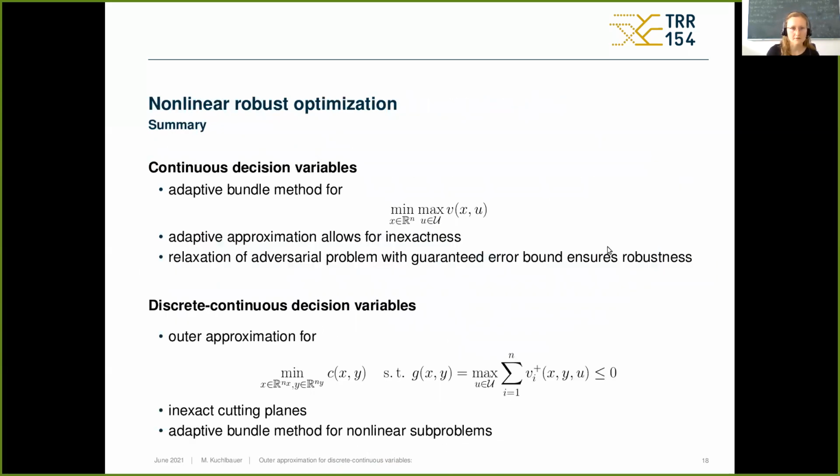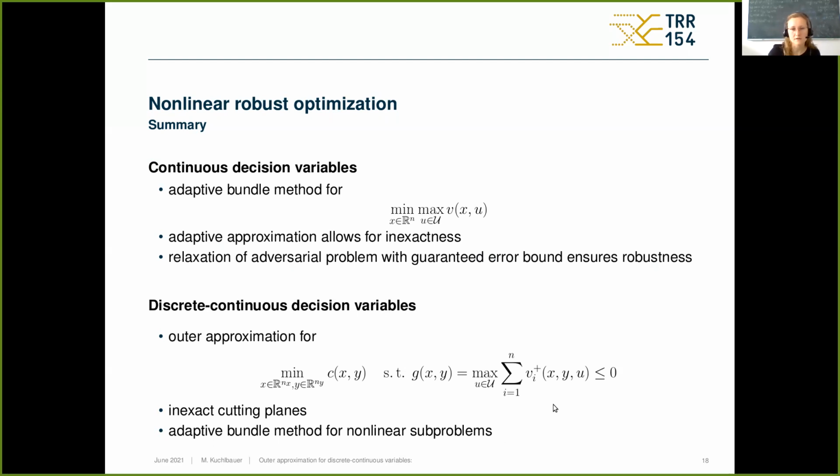So let's sum up what we have seen in this talk. We have seen how an adaptive bundle method was developed for the setting of nonlinear robust optimization in the presence of non-convexities, and how the difficulties were handled by an adaptive approximation of the optimal value function. And for the convex setting, we have seen that we can even include discrete decisions. So we have developed an outer approximation approach that uses the adaptive bundle method for the subproblems, and how inexact cutting planes can be handled there.